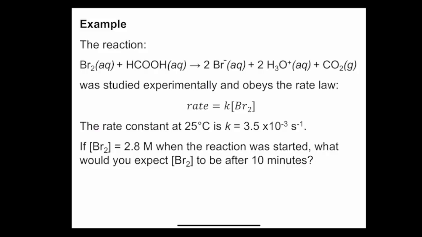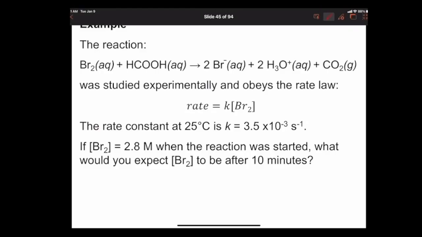So, how do we apply it? Let's say we have a reaction. The reaction uses bromine, Br2 aqueous, plus formic acid, that's HCOOH, to make Br minus aqueous, H3O plus, and CO2. Let's say that is the equation. We go through, we do an experiment, we solve for the rate law.